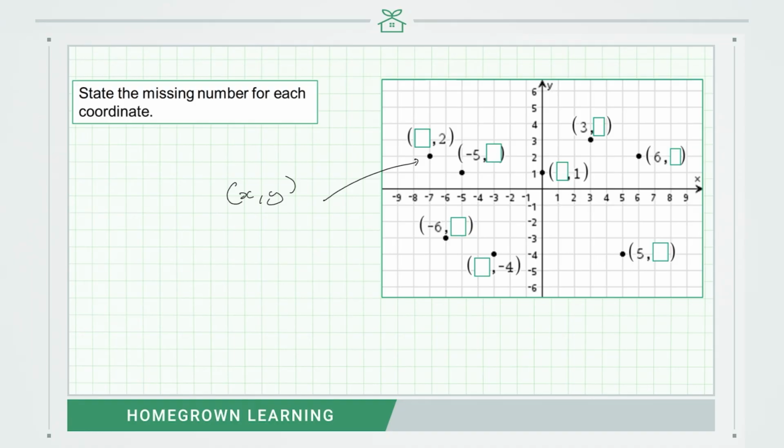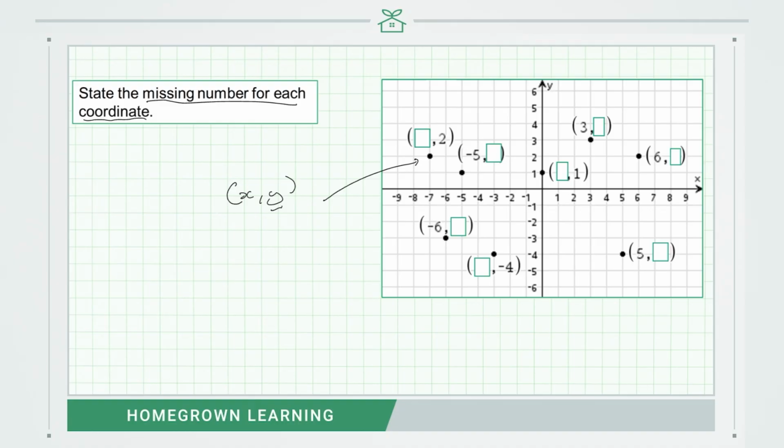Ultimately, if we look at this question, it's asking us to state the missing number for each coordinate. Here we have a box that has nothing, and we have this 2. The 2 corresponds to y, and the y is the y-axis. It's how far up or how far down we go. The number plane will continue indefinitely, and you can have values in between these, like decimal values, but we're just going to start with these integer values.